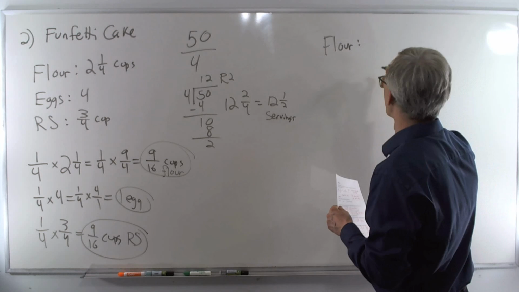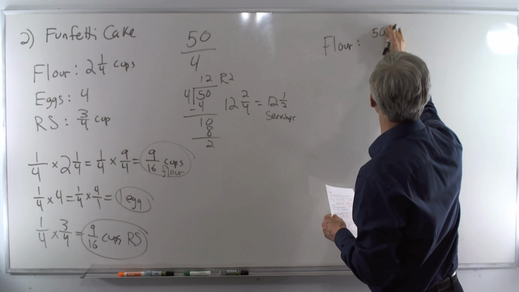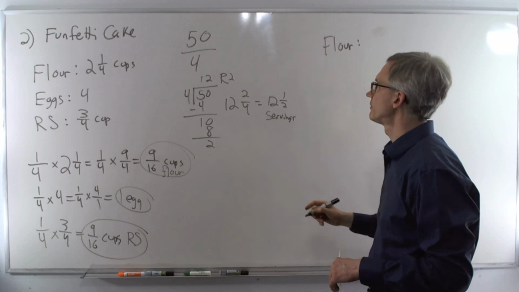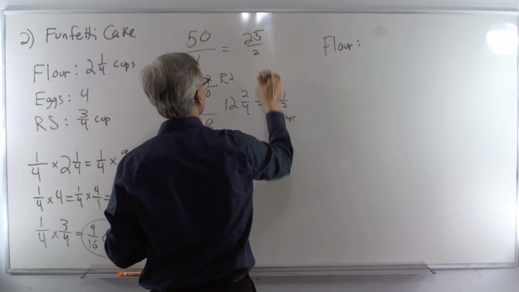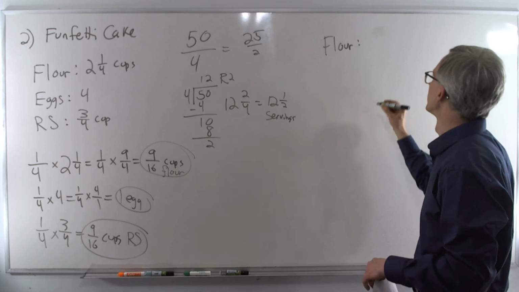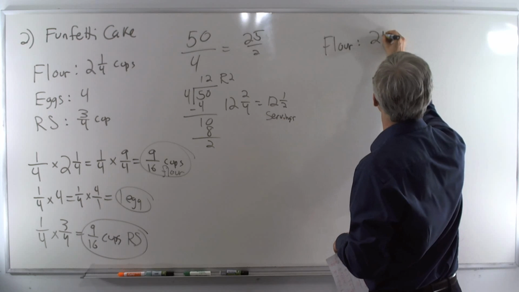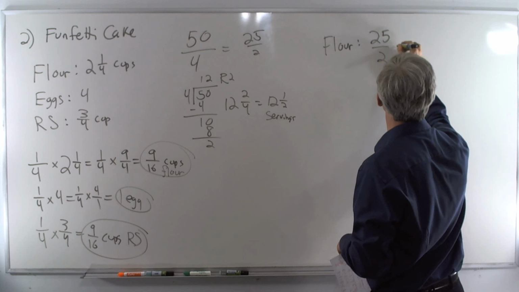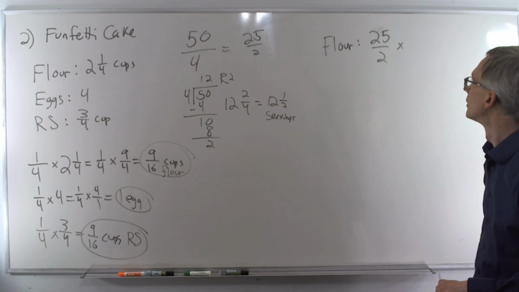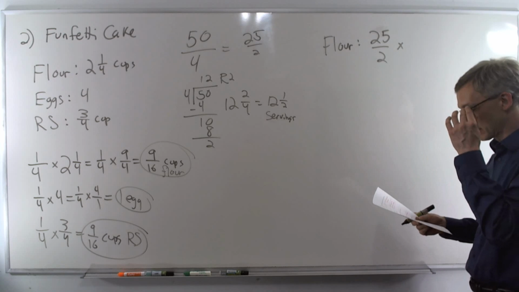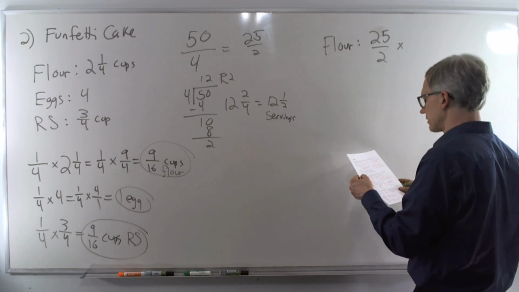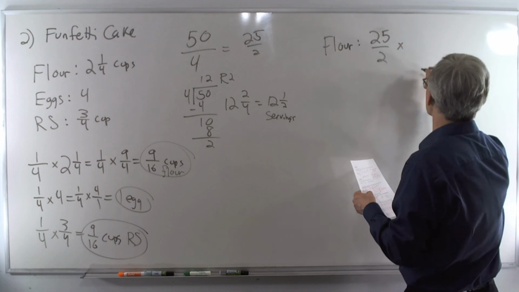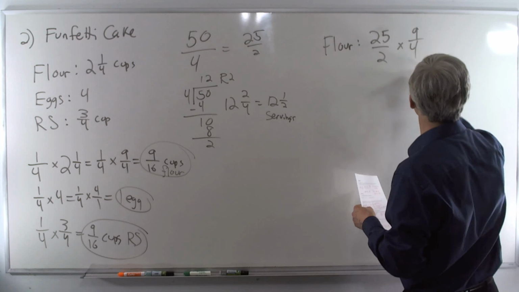Alright, so we need 50/4th servings. Actually, I'm going to go ahead and reduce this first. 50/4, we divide by 2, we get 25 over 2. So we might as well just use that number. So we're going to take the number of servings and multiply that by 2 1/4 cups. And we've already seen that 2 1/4 cups is 9/4. We already did that conversion, so I'm not going to do it again.